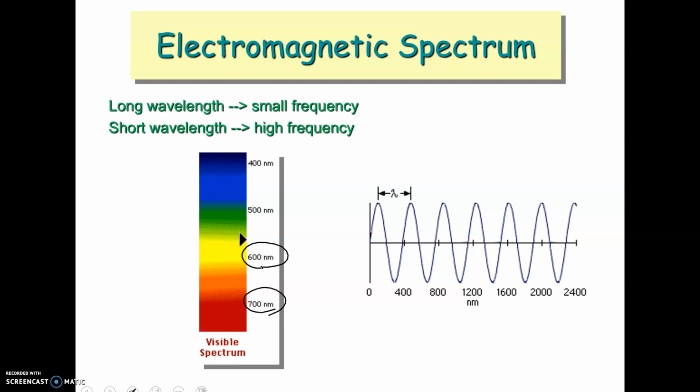And sometimes it's easy to remember: UV comes right after violet. It's a strong light. And infrared is right below red. It's actually weaker than red light.